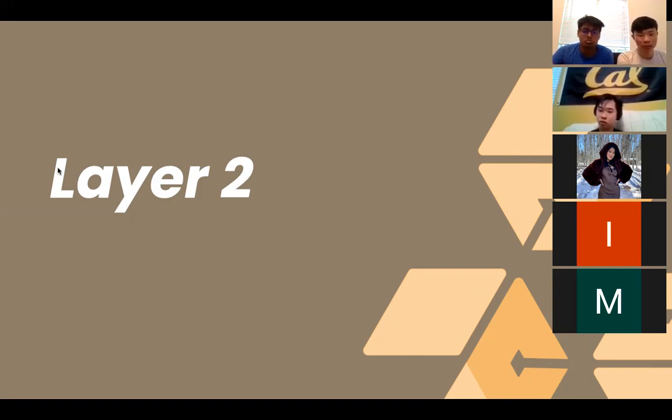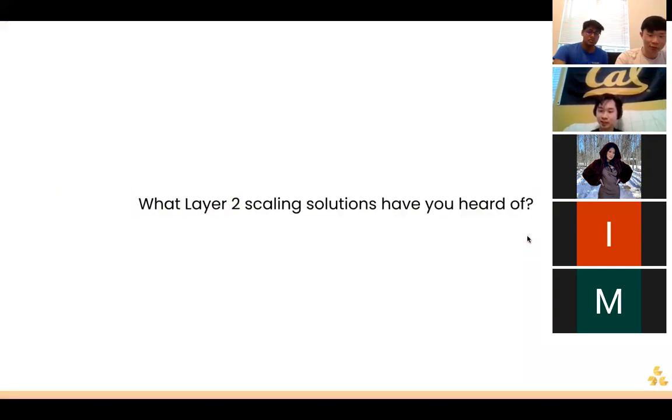Without further ado, we'll go ahead and go into layer 2. I'm going to ask the same question. What layer 2 scaling solutions have you heard of? Let's hear it.